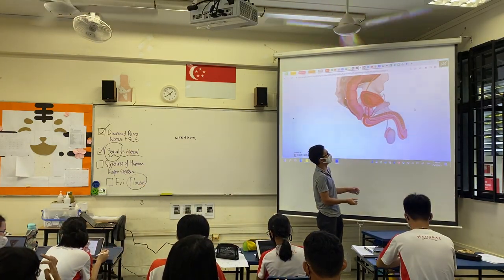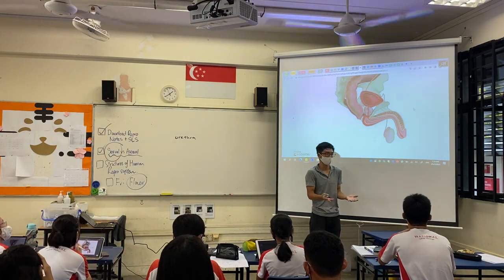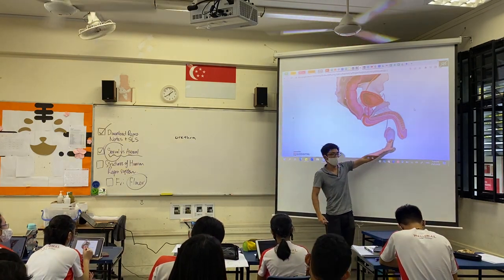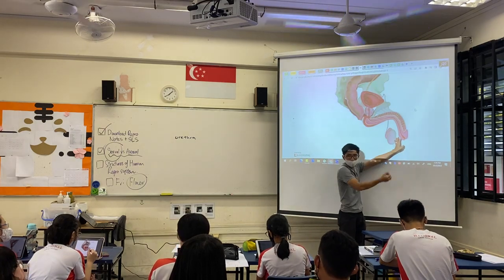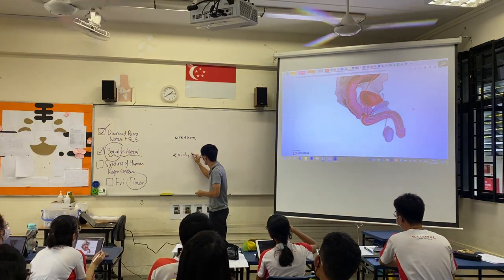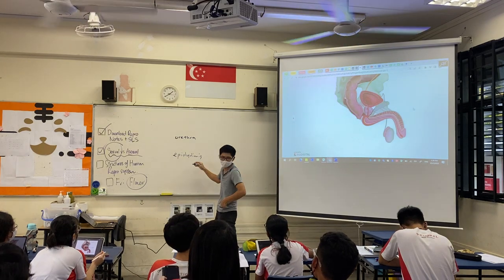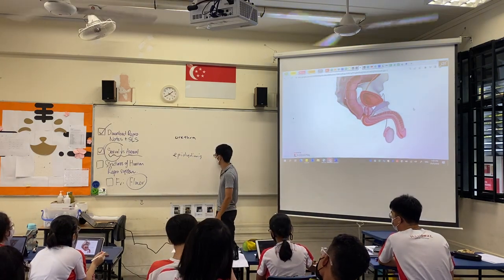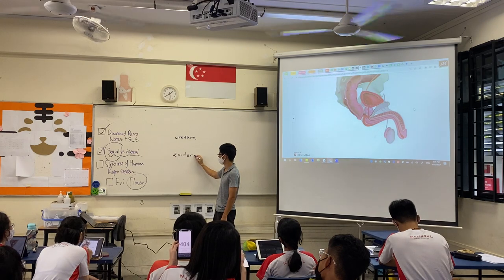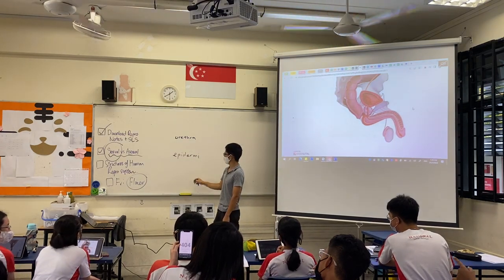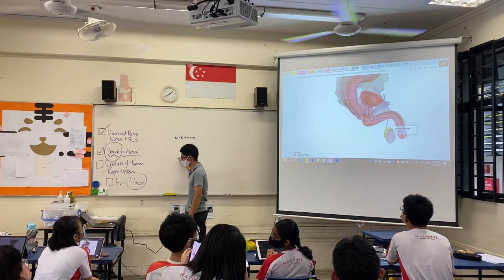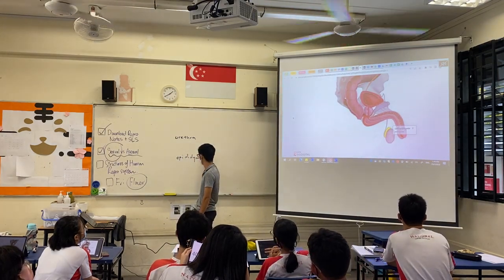Okay, next, let's look at the part of the male repro system where sperms are produced. This is a testis. Okay, you all learned this from primary as well as lower secondary, right? You have also learned that there's this part on the outside of the testis called the epididymis. I cannot spell it. So it's this. Epididymis.